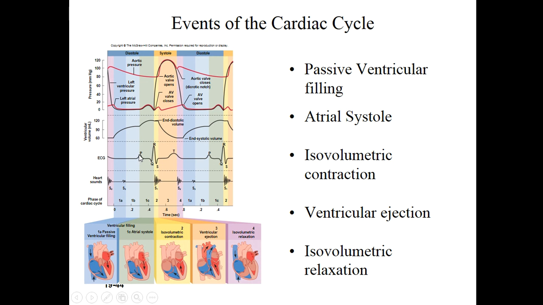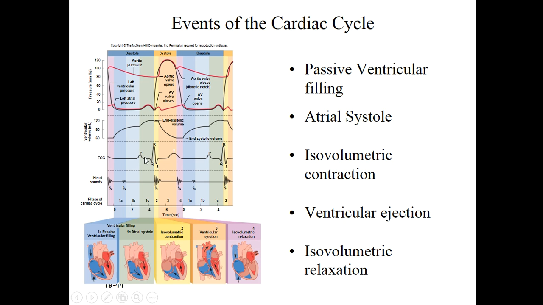And electrical excitation always precedes contraction. And so that's why at the peak of the P wave, we see the start of atrial systole. The atrial myocardium is now contracting and forcing the ventricles to be filled up. And that's what this second little hump represents.